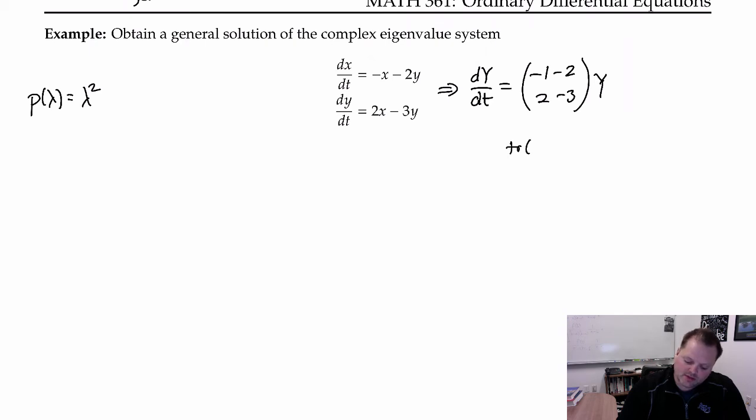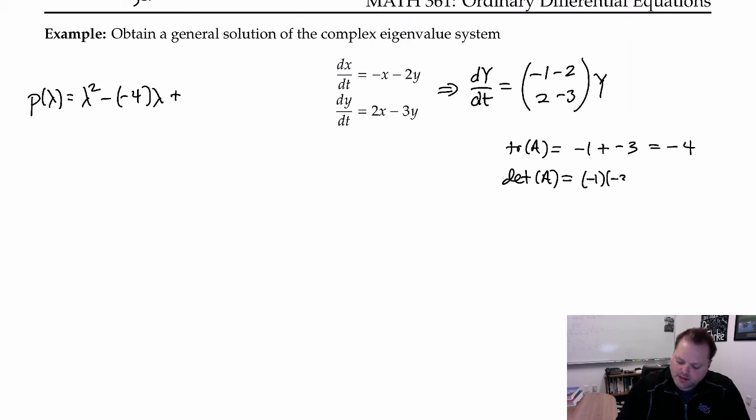The trace of A is the sum of the main diagonals. So it's the opposite of the trace that goes here. And then plus the determinant. So the determinant of this is the main diagonals multiplied together minus the off diagonals multiplied together. So that looks like 7.